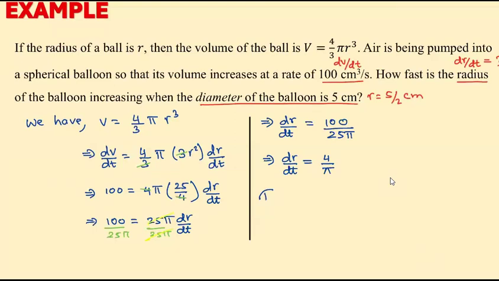So we write the radius is increasing at a rate of 4 over pi centimeter per second. So this is how we can solve some of the related rate problems.